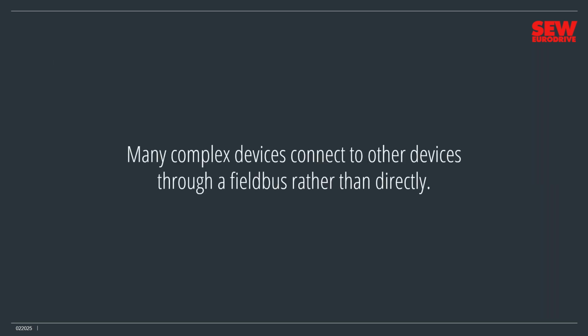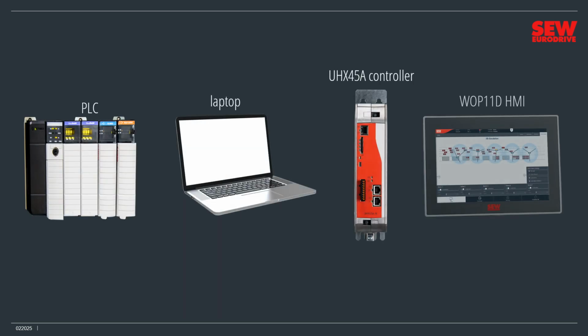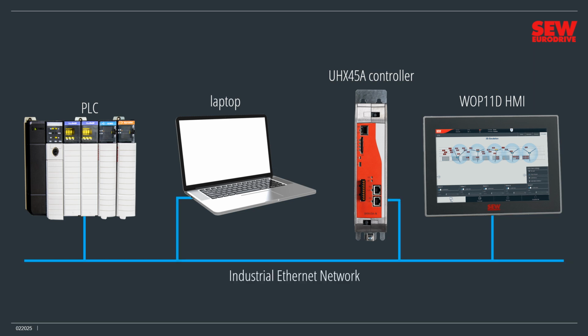Many complex devices like HMIs and smart instruments connect to other devices through a field bus rather than directly. For example, this PLC, laptop, UHX-45A controller and a WAP11D HMI share a common industrial Ethernet network. They can exchange data efficiently through their various digital data streams.